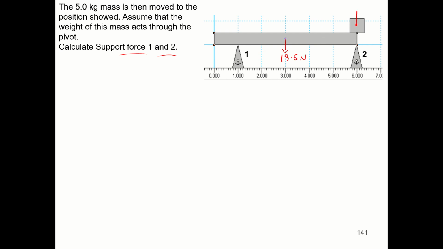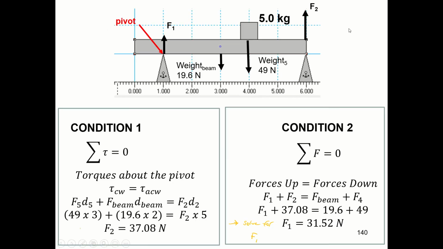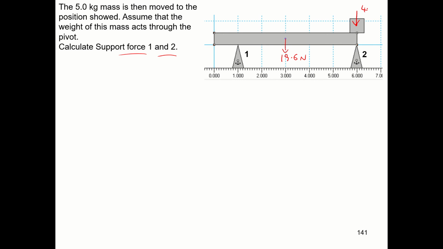And this one here is going to be downwards. That is our 49 newtons. So remember, we're just imagining the whole thing is still a seesaw. We've got 49 newtons on the end there, and we've got this mysterious upward push, which we'll call F2, from that support. And we're trying to figure out how big that is.